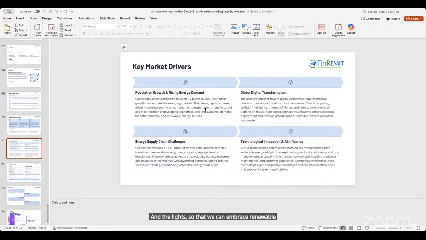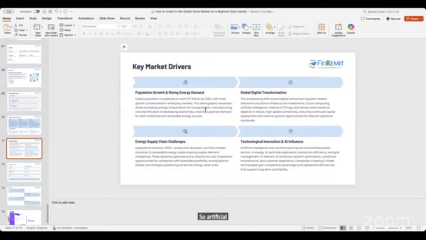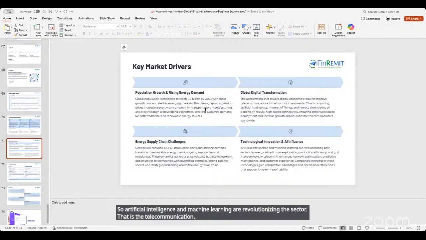Then the last is technology innovation and AI influence. Artificial intelligence and machine learning are revolutionizing the sector, that's the telecommunication and the energy sector.